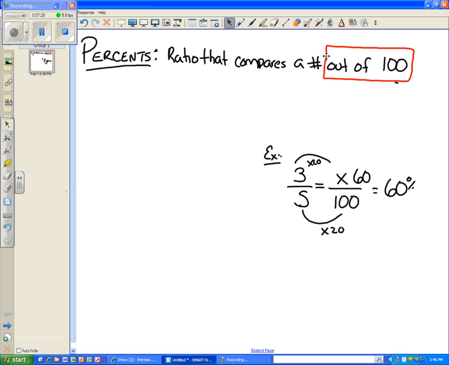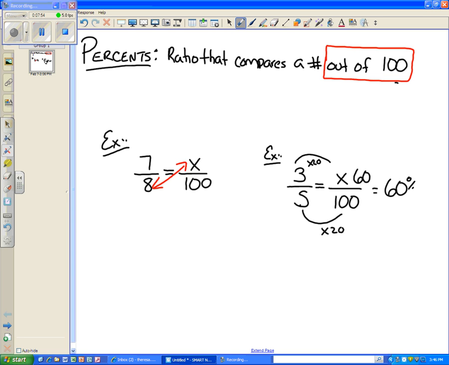What happens when you see a fraction that does not go into 100 evenly? For example, 7/8. 7 out of 8 I know is more than 50%, but less than 100%. But it does not go into 100 evenly. So how do I solve proportions when it does not go in evenly?